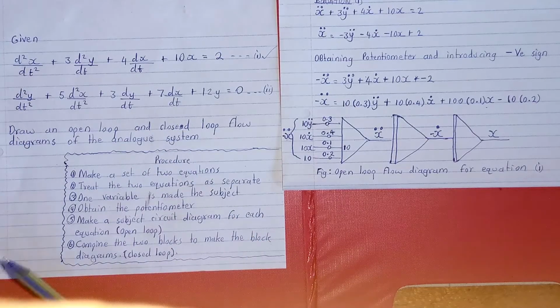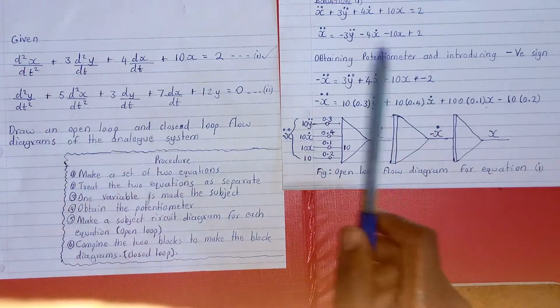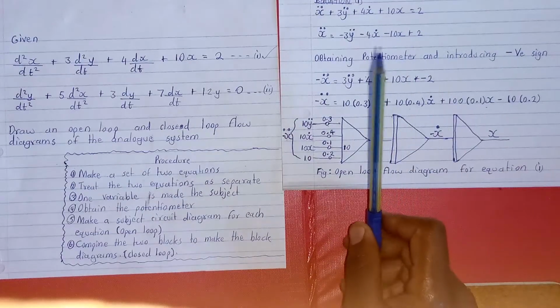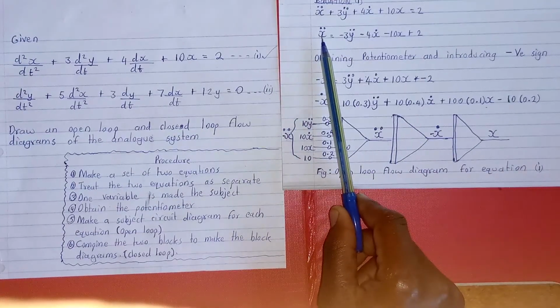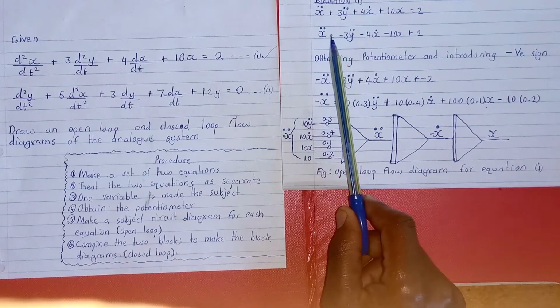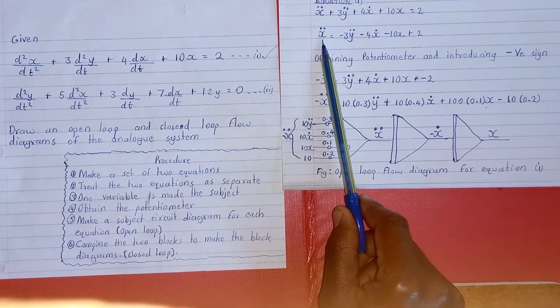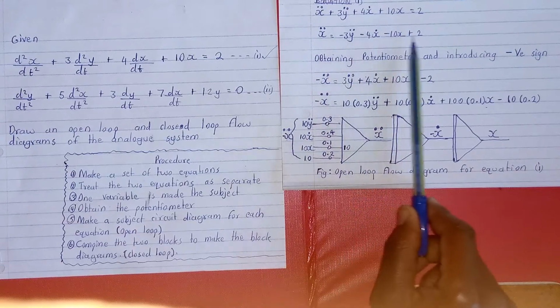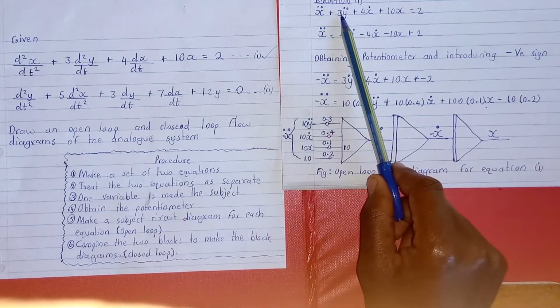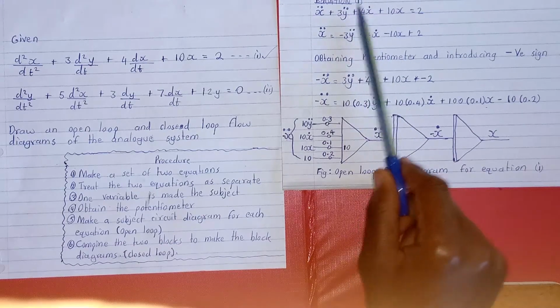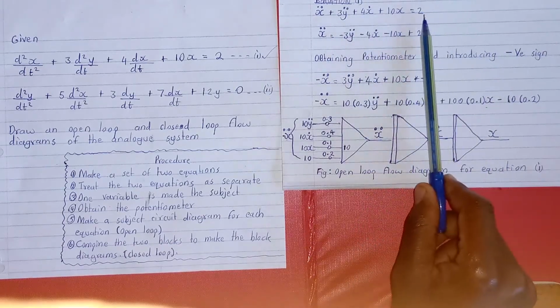Now we are going to make one variable the subject of the formula. So we usually choose the variable with the highest order, for example our x, and then we make it the subject of the formula. Now we'll obtain this equation, that is after moving everything that is here to the other side. Note that the sign will change.